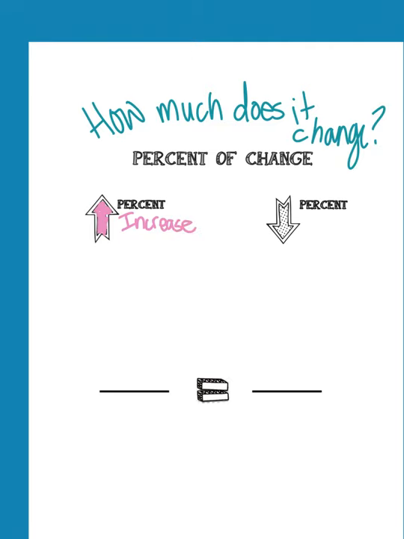An example is markup. If something is marked up in price, that's a percent increase. An example of this would be when a store marks up a price, a markup, that is an example of a percent increase. Then we have if something goes down, that is percent decrease. An example of that would be like a markdown, like a sale. We all like sales, right? Okay.